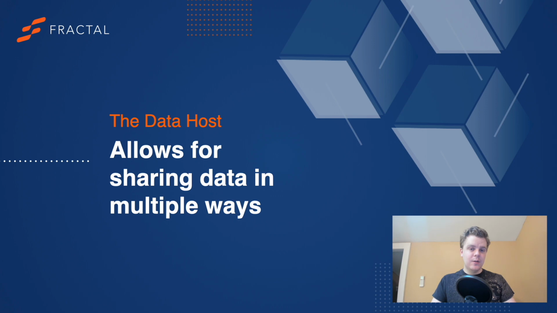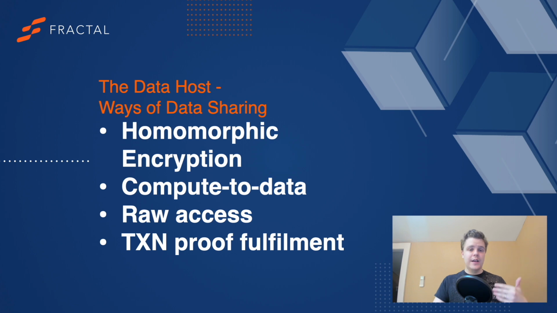So some of the ways that we allow for accessing the data is homomorphic encryption, compute to data. You can access the data directly if the user is okay with that, or for proving certain facts about your data set to fulfill transaction requirements, for example. So these all have different trade-offs in terms of what you can do with the data and in how much actual access you get to the data. And we will expose these cleanly to the user so that they can understand the implications of what's actually going to happen here. And there are many, many more ways that we have already thought of and might potentially think of to share this data in the future.